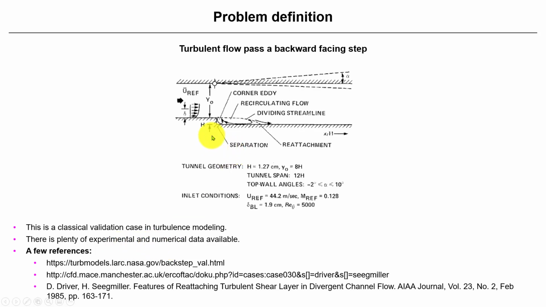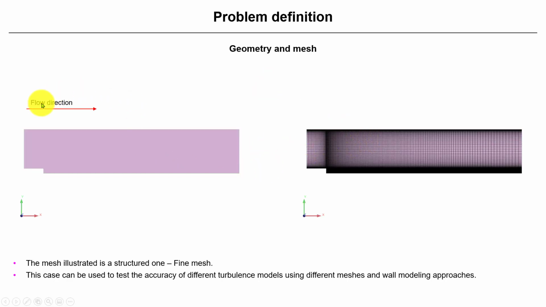Okay, so what we're going to do, we're going to run and compare the numerical results against the experimental result for the wall shear stresses here, but you will find data also regarding velocity profiles. So this is what we have. We have the geometry, and this is the initial mesh. This is the first mesh that we're going to run.